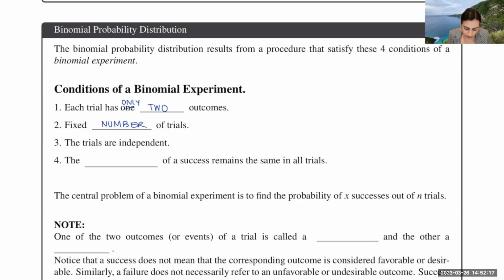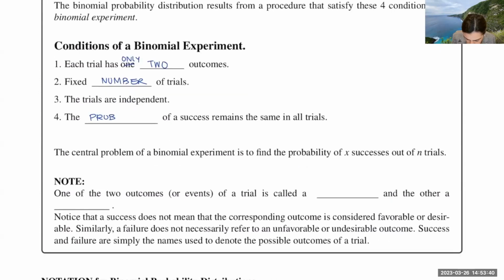The last condition here is that the probability of success remains the same in all trials. When we flip a coin, the probability of getting heads is always going to be the same, 0.5, 0.5, 0.5. In order for us to have a binomial experiment and use a binomial probability distribution, we need to make sure that the probability of success remains the same in every trial. The probability that a seed germinates is always the same. The probability that a computer is defective or not defective has to stay the same for every single trial.